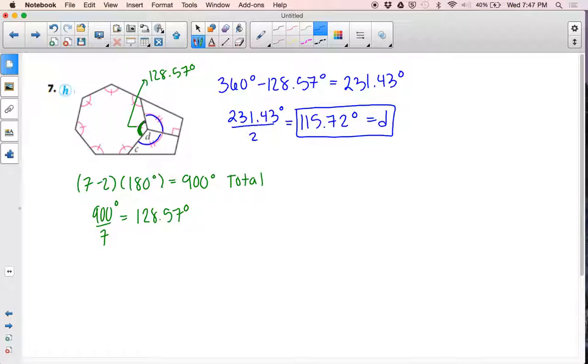Now, this angle here is 128.57, and this angle on the bottom is also 128.57 degrees. And angle C is supplementary to it. So if I do 180 minus 128.57, then I get 51.43, and that's going to be the measure of C.